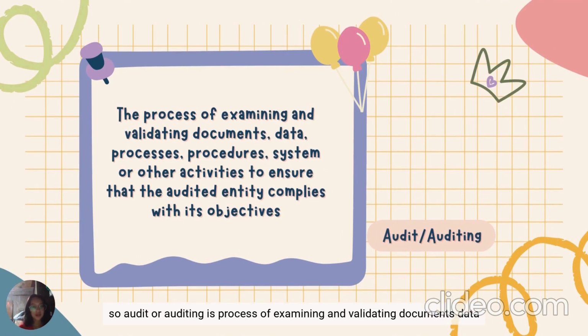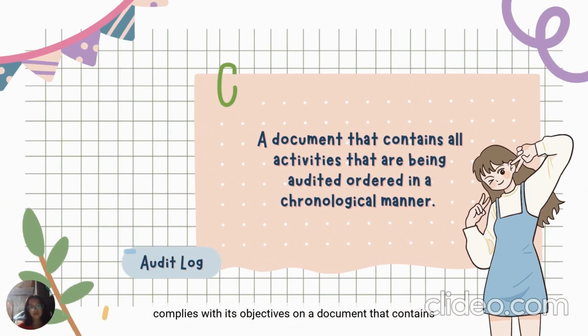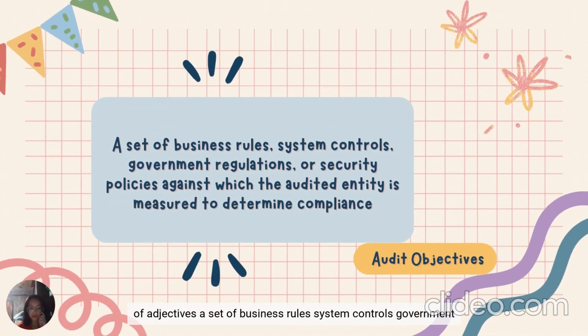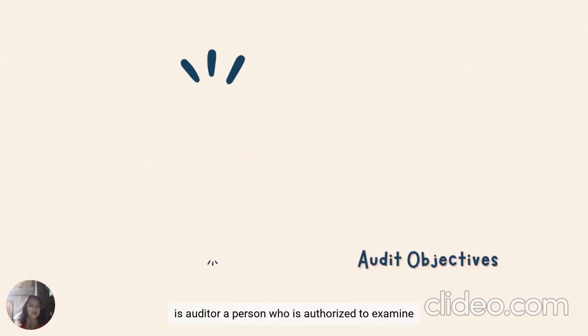So, audit or auditing is the process of examining and validating documents, data, processes, procedures, systems, or other activities to ensure that the audited entity complies with its objectives. Audit log, a document that contains all activities that are being audited, ordered in a chronological manner. Audit objectives, a set of business rules, system controls, government regulations, or security policies against which the audited entity is measured to determine compliance.